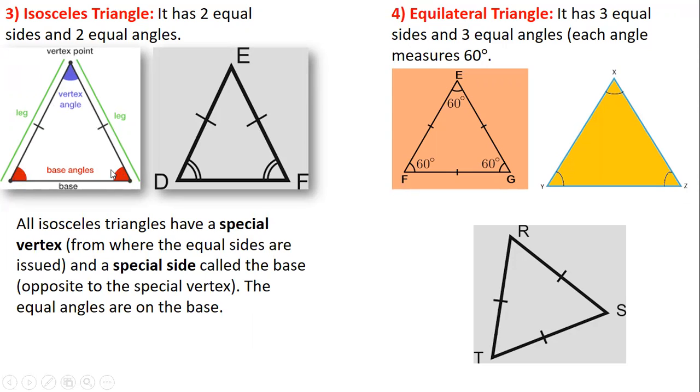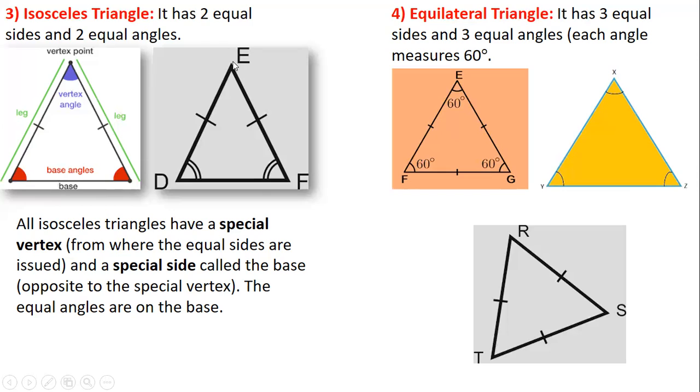And these 2 angles are equal to each other. They are on the base. So the side opposite to the special vertex in an isosceles triangle, we call it a base. So all isosceles triangles have a special vertex. Why is it special? From where the equal sides are issued. And it has a special side called the base. It is opposite to the special vertex. And always the equal angles are on the base. That's why we call them the base angles.